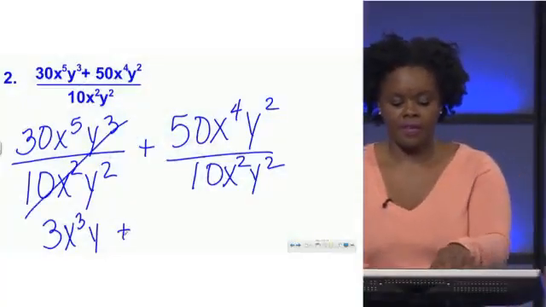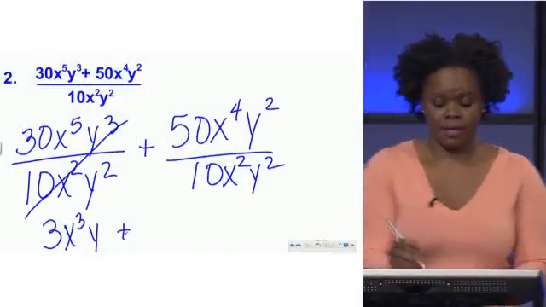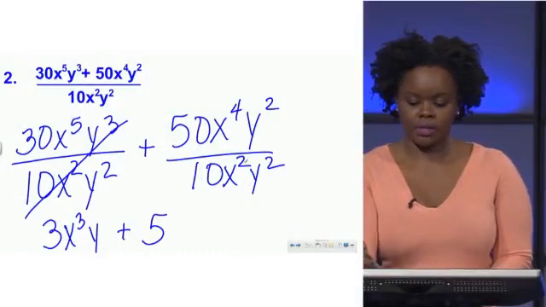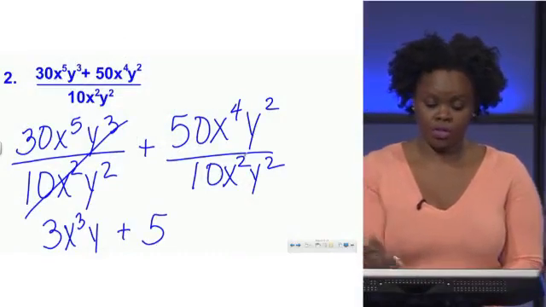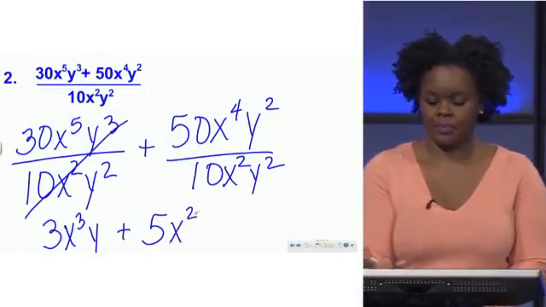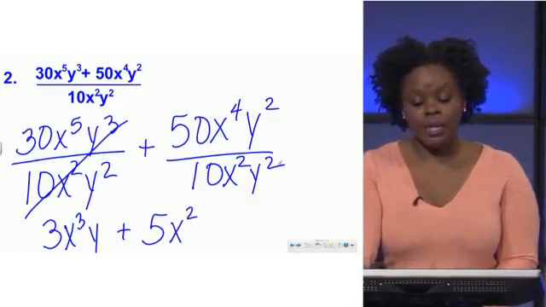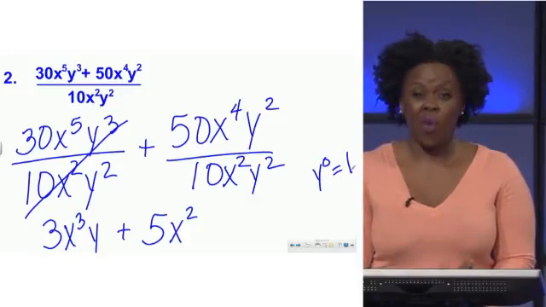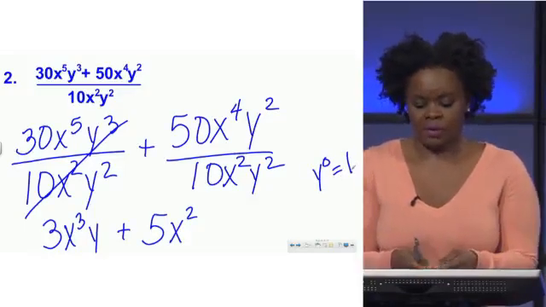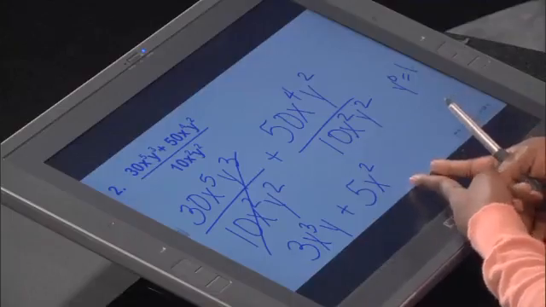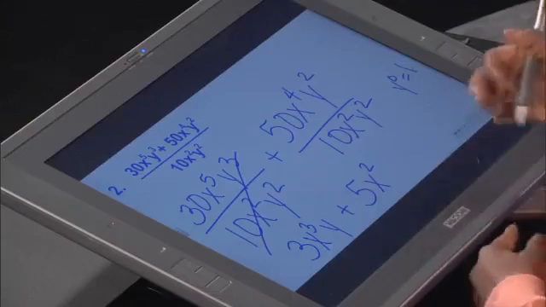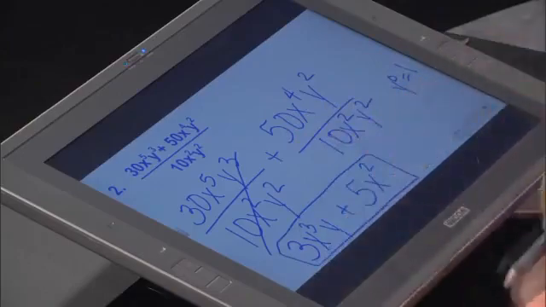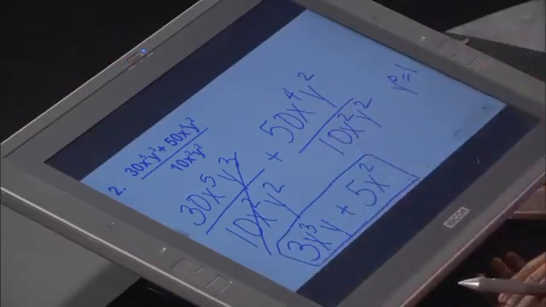Plus 50 divided by 10, that's 5. Subtract the exponents. So 4 minus 2, that's 2. So x squared. 2 minus 2, that's 0. Remember, anything to the 0 power is 1. So essentially, it would be 5x squared times 1, which doesn't change anything. So just disregard it. That's how we got the second one. 3x cubed y plus 5x squared.